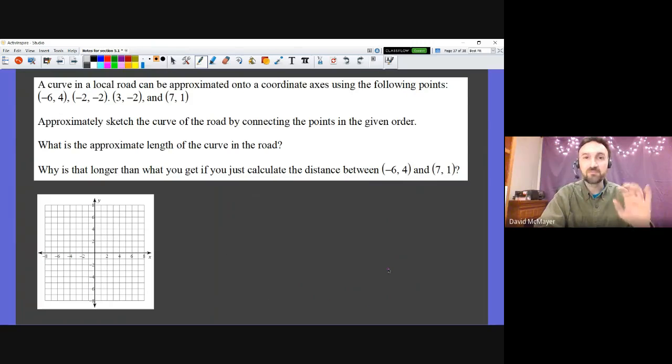You don't need to write this down, this might be part of your assigned practice, but this is a slightly more complicated application. If we have a curve in the road that is defined by some coordinate points, you can approximate the length of that curve. You would do this by finding the distance between the first pair of points, then the distance between the second pair of points, then the distance between the third pair of points, and then adding them all together.